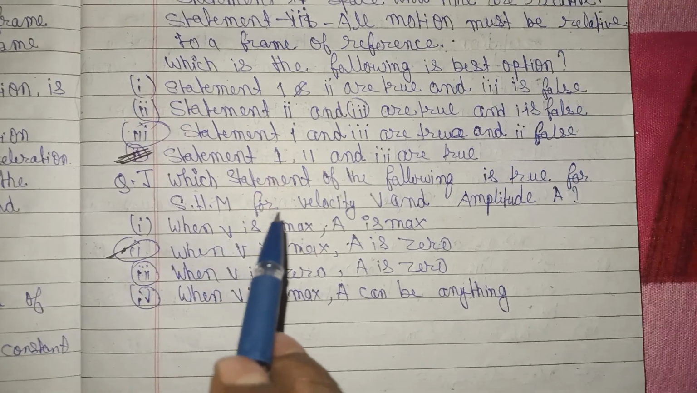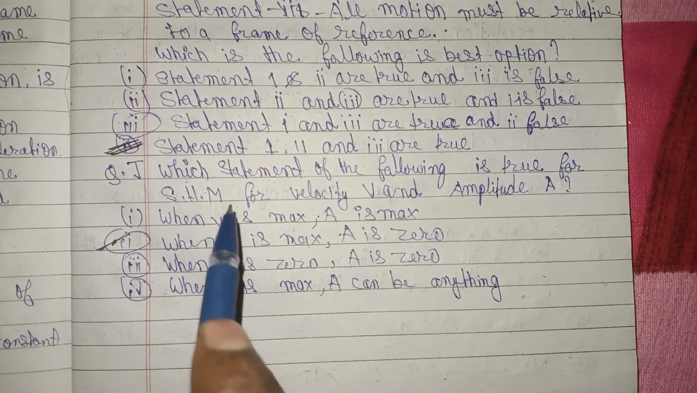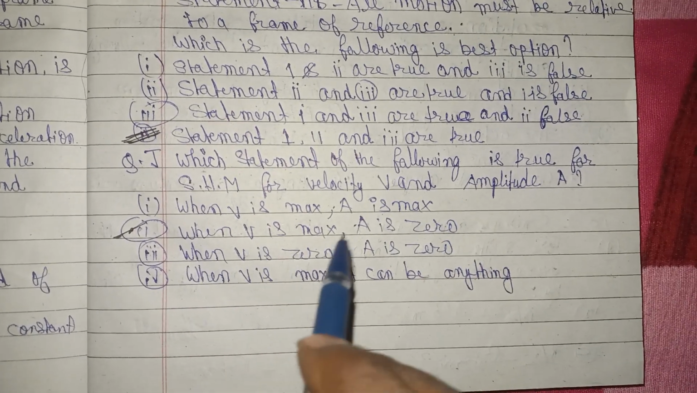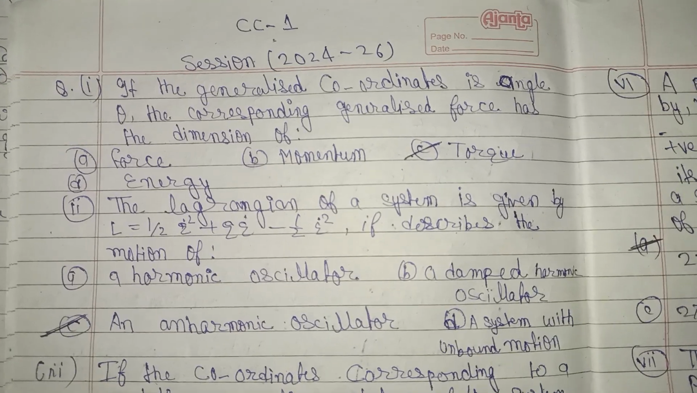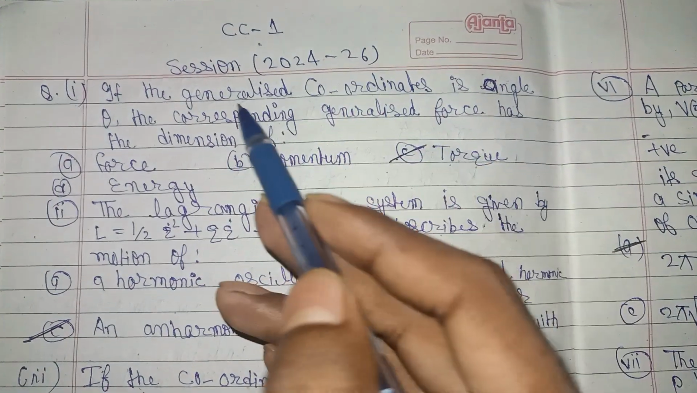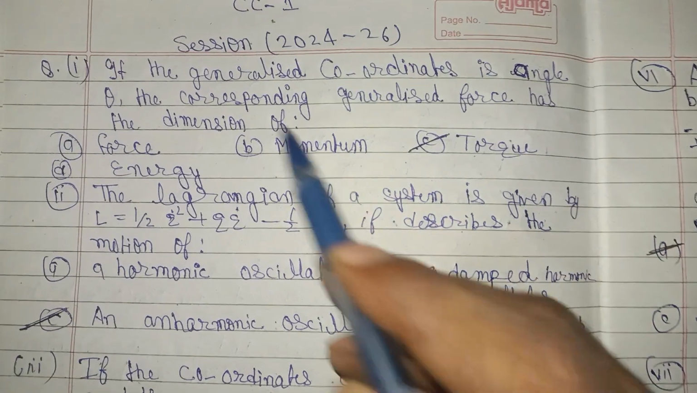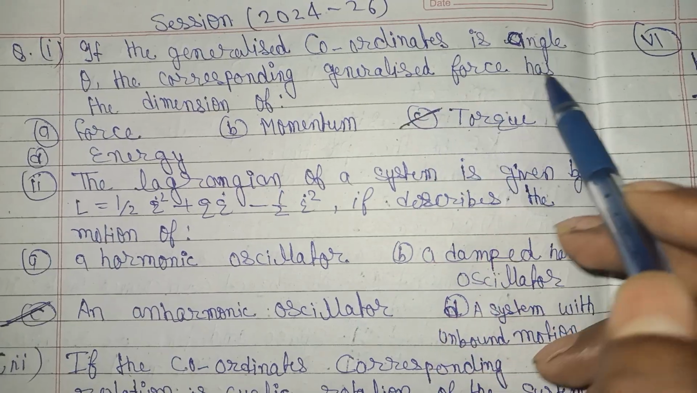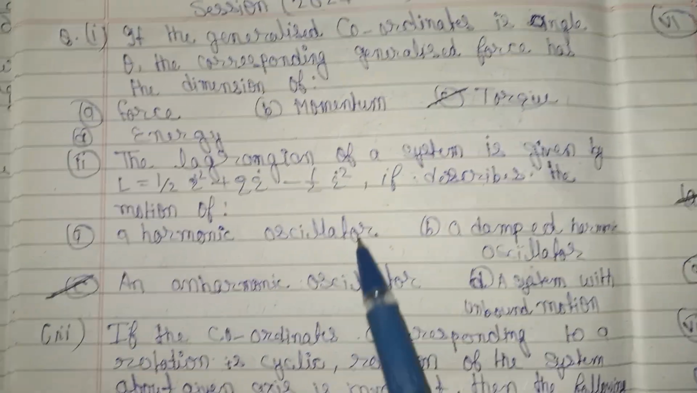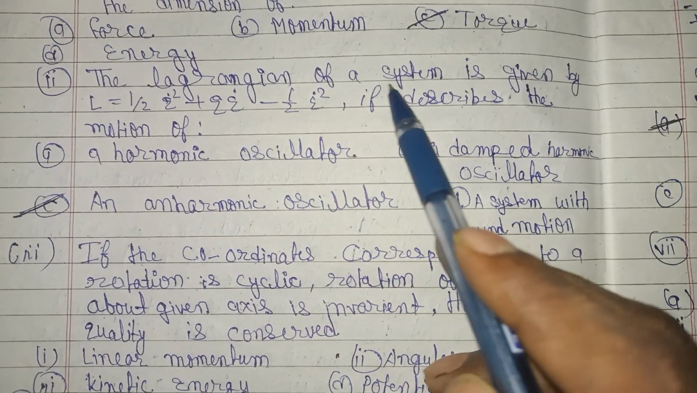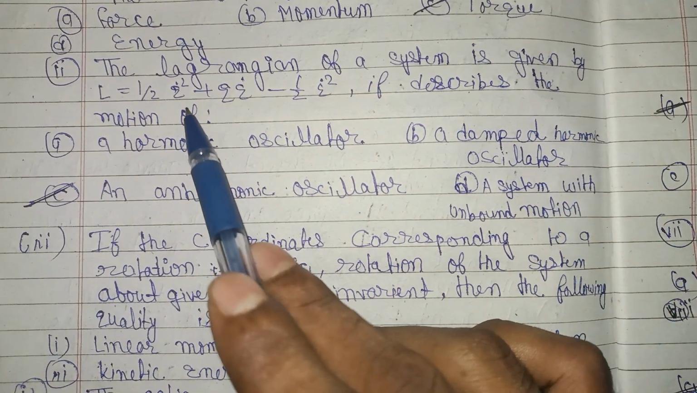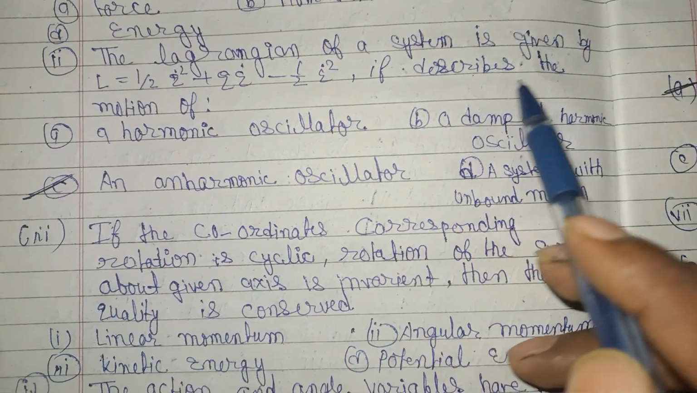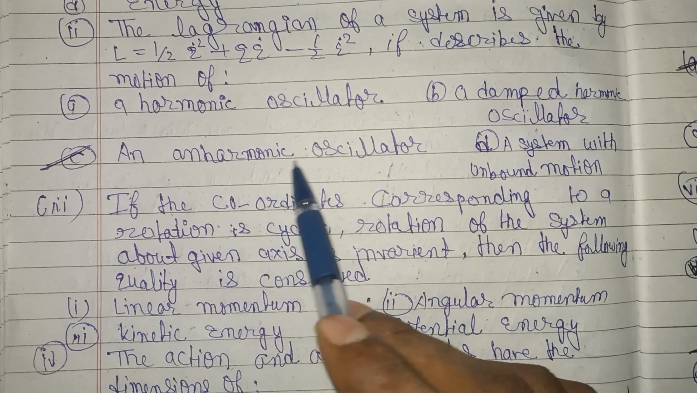Question number J. Which statement of the following is true for a simple harmonic motion for a velocity v and amplitude a? So when v is maximum, a is 0. Classical mechanics session 2024 to 26. If the generalized coordinate is an angle theta, the corresponding generalized force has the dimension of torque. Question number 2. The Lagrangian of a system is given by L equals to 1 by 2 q dot square plus q dot minus 1 by 2 q dot square, it describes an anharmonic oscillator.